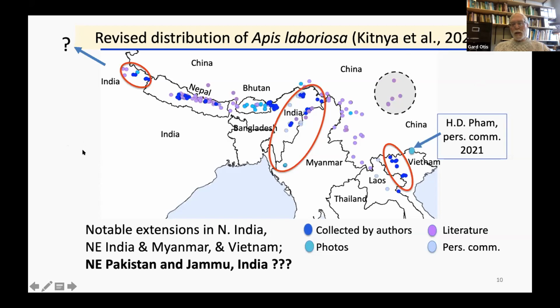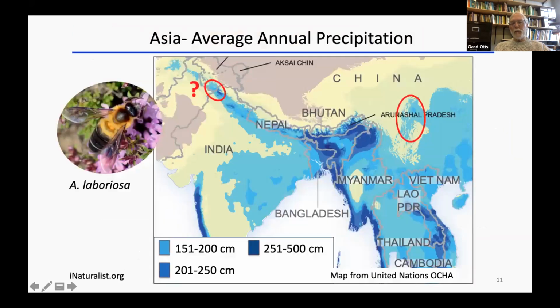And I point those out because if you look at a map of precipitation for this region of Asia, you can see that from northern India here, from where we know Apis laboriosa occurs, all the way across over into northern Vietnam here, all of that region is showing in medium blue, which indicates at least 150 centimeters, 1,500 millimeters of rain a year.